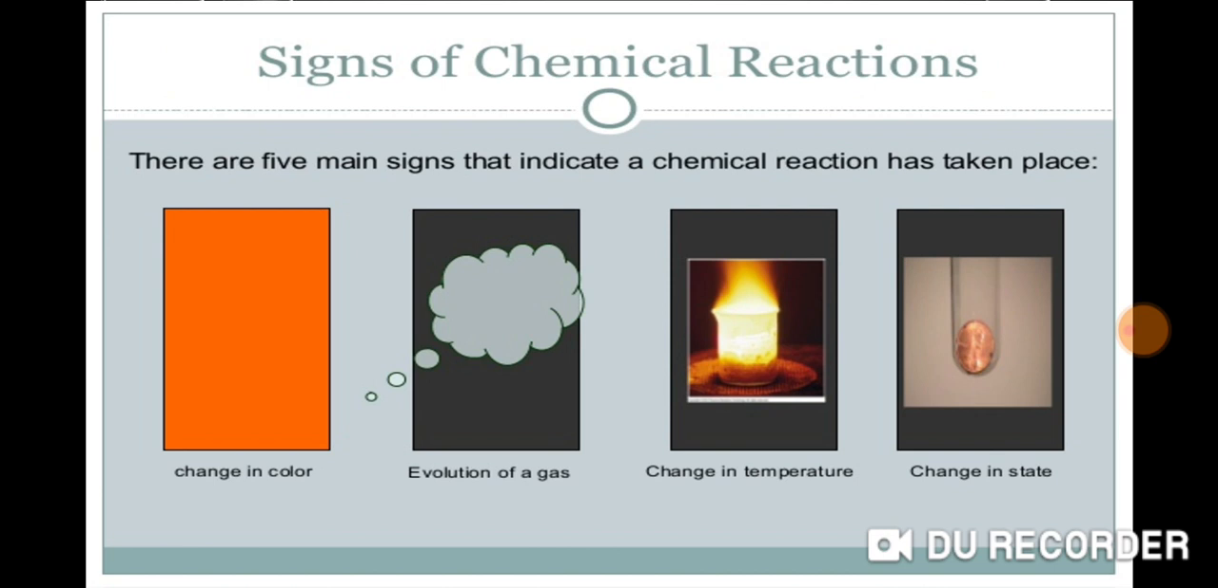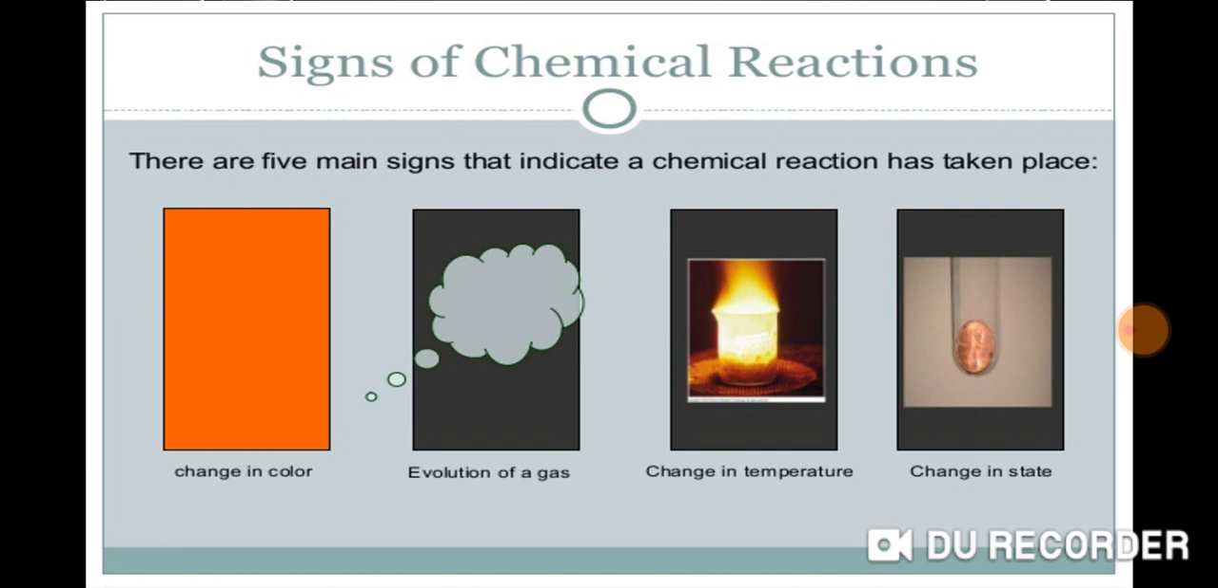So what are the signs if a chemical reaction takes place? You may find a change in color of a substance. You can also see that a gas is evolving after a reaction. You can judge that the temperature is increasing after the reaction, and you can also see that the state of the material is changing. That may be changing from solid to liquid, or from liquid to gas. So these are the signs that a chemical reaction is taking place.